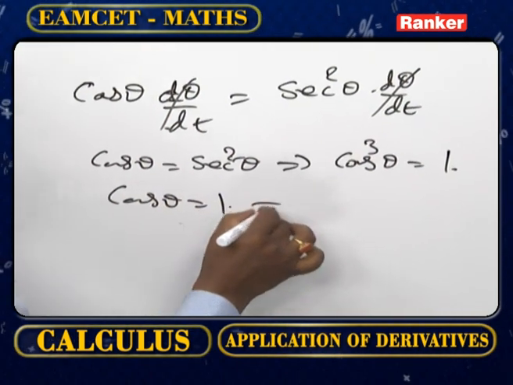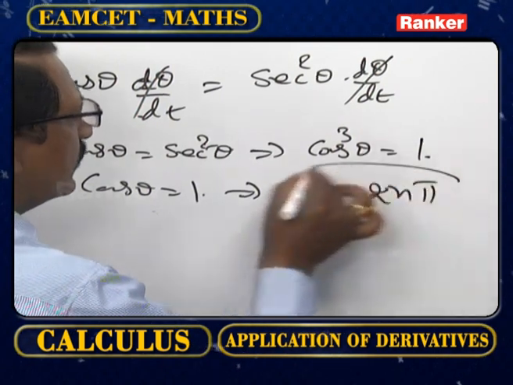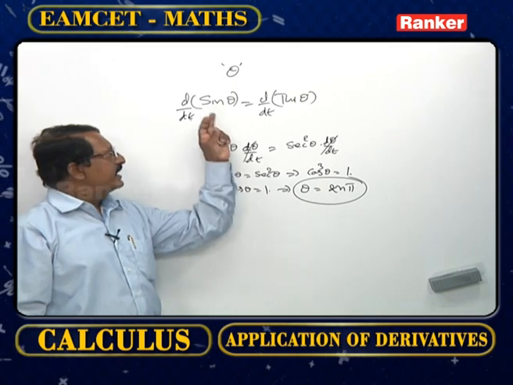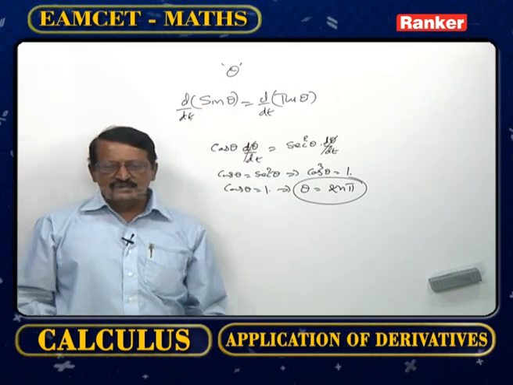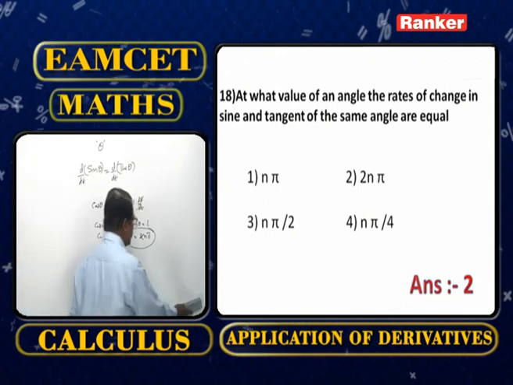Now cos theta equals 1, then theta equals 2n pi. With theta equals 2n pi, the rate of change in sine equals the rate of change in tangent. Both are the same. Now the second option is correct.